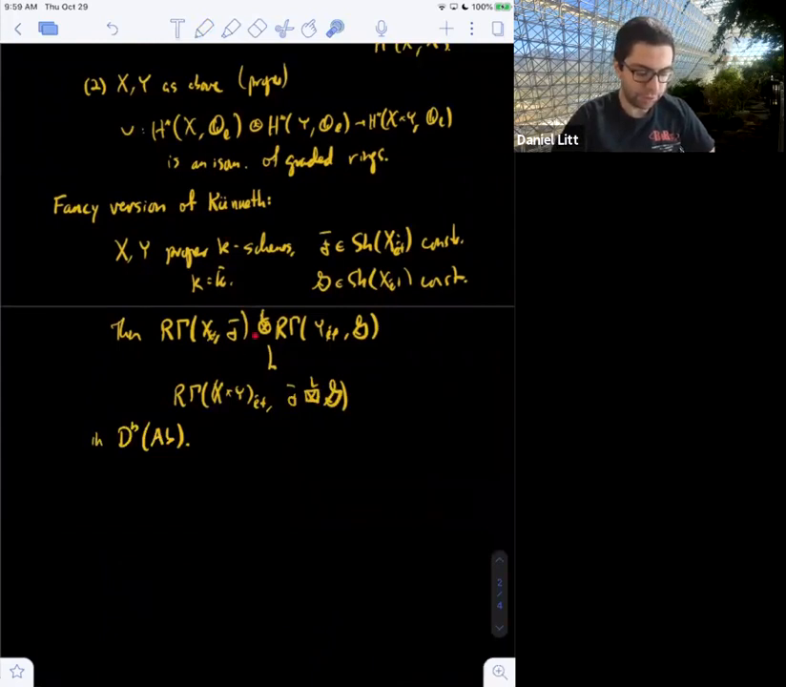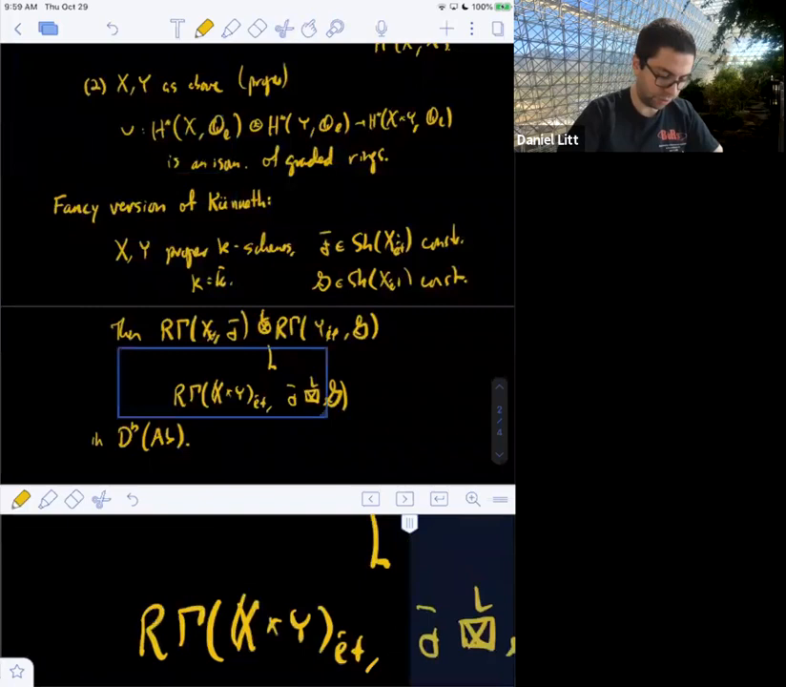What is this RΓ(X étale, F)? This is a complex whose cohomology computes the étale cohomology of X étale with coefficients in F. So for example, one way to get such a complex is you take an injective resolution of F and you take its global sections. And so this RΓ is the quasi-isomorphism class of that complex. And then the statement is that, if you look in the category of complexes where you've inverted quasi-isomorphisms, there's a map like this, which is a quasi-isomorphism.